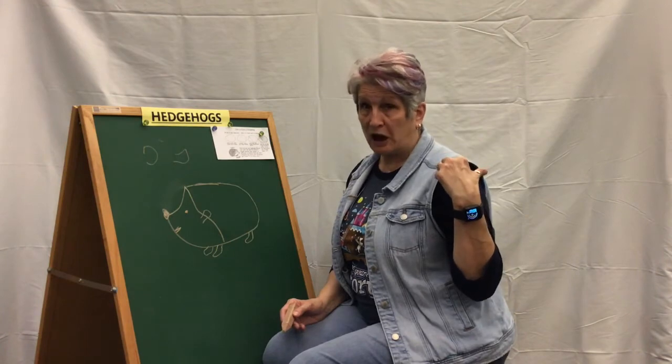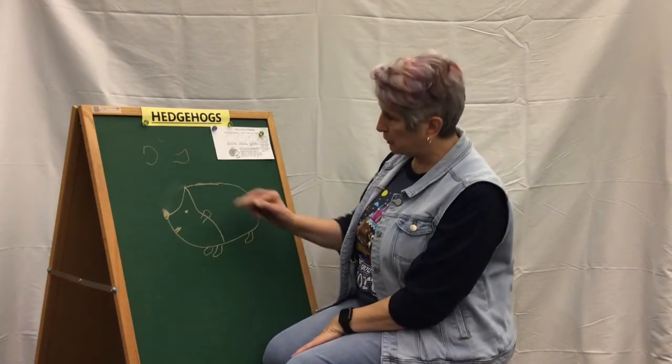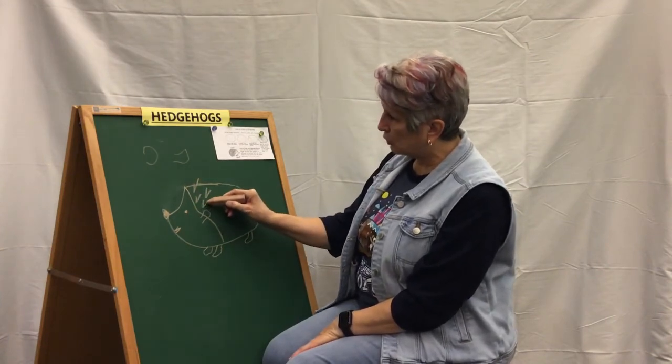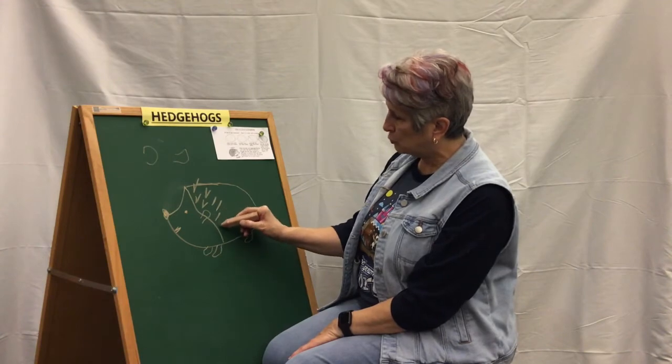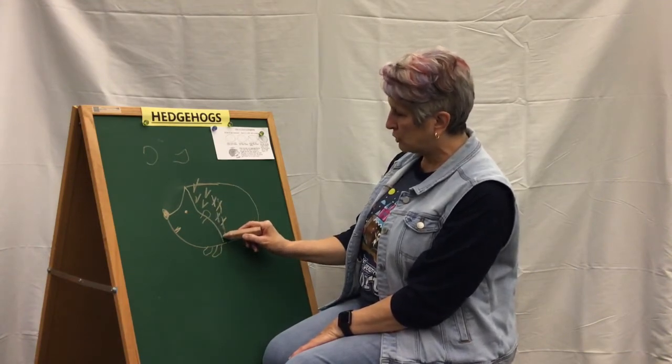Is he starting to look right? What's missing? A hedgehog has what? Does it have spiky spikes on his back? Yes, he does. So now we're going to draw the little spikes. I'm doing little V's. You can do them if you want to just do straight lines. You can do whatever. You can do X's, however you want to make them.